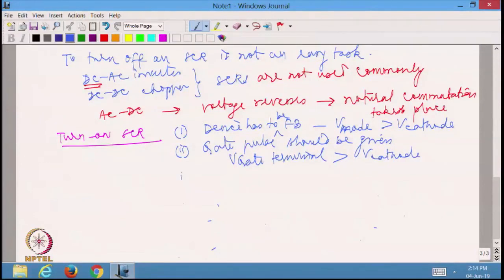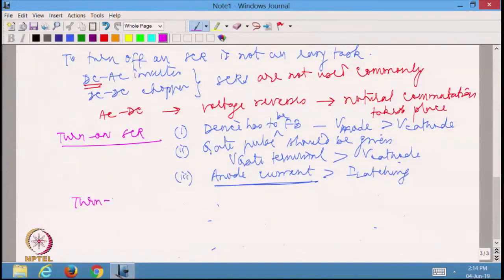Okay. The third condition is even after these are done, the current flowing through the device has to be greater than the latching current of the device. The latching current essentially gets that name because the device will be latched into conduction only if the current is greater than the latching current. These are the three conditions for the turn on of the SCR.